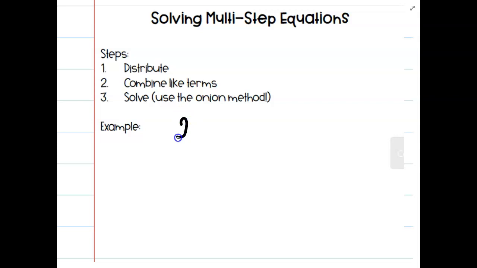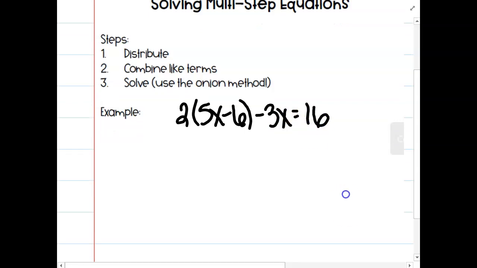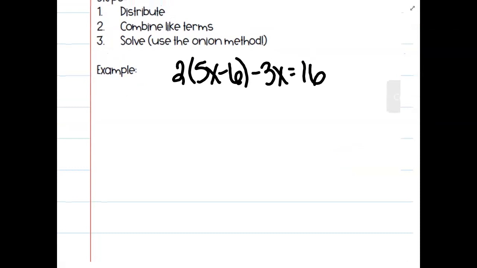So let's say we have 2 times the quantity 5x minus 6, minus 3x equals 16. Okay, now, just like the last couple of days, I really like to take that equal sign and drag it straight down, guys, and I'm telling you, especially since the equations are getting a little bit tougher, I really think that's going to be helpful, just to kind of keep ourselves accountable. If there's something that I do on the left side of the line, I need to do the exact same thing on the right side of the line. Okay? Step 1, if there's anything to distribute, you need to distribute it.